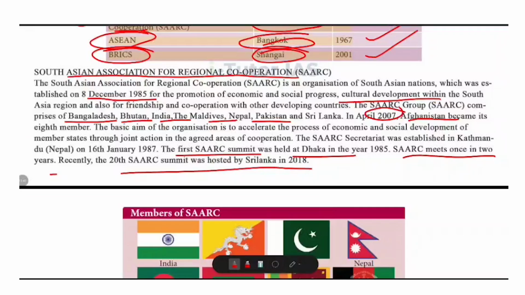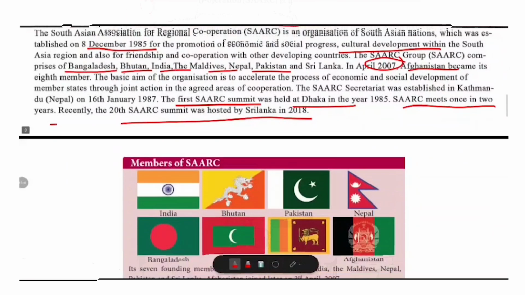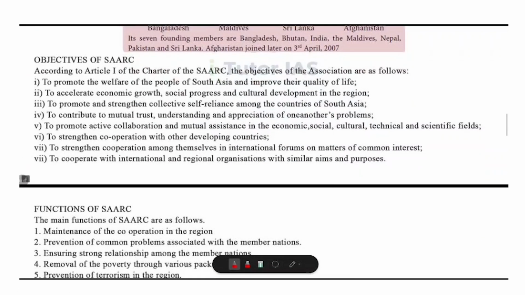And each summit is like a big family meeting where leaders discuss new goals and cooperation plans. Now, what are the objectives of SAARC? To accelerate economic and social development of member nations through joint programs and projects, sharing of technology and knowledge, and also promoting regional peace and stability. Okay, let's look at it one by one.